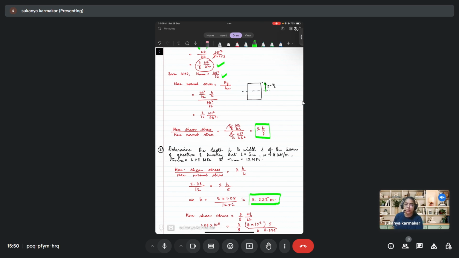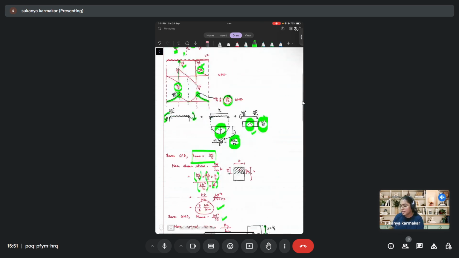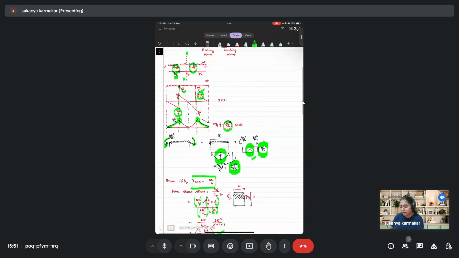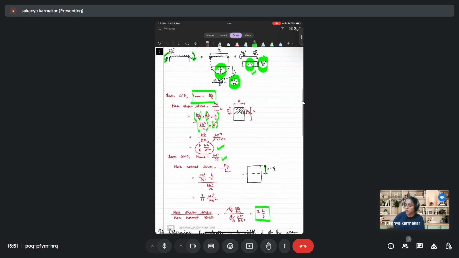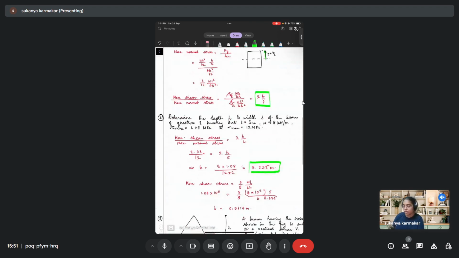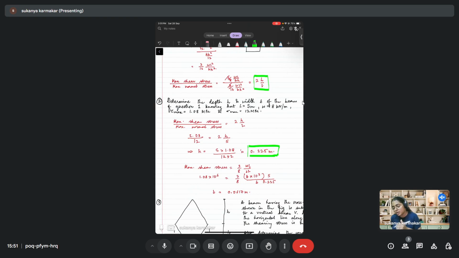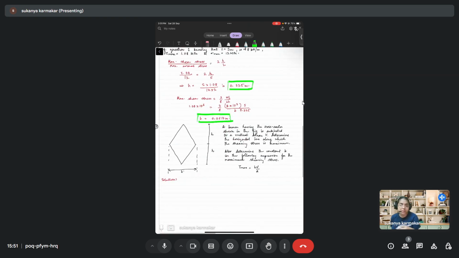Then h has been calculated, that is the depth of the cross section. Now you have to calculate the width of the cross section. How will you calculate the width of the cross section? You can use this expression, that maximum shear stress is equal to 3 by 8 WL by BH. You know all the values, just substitute them and you will get the value of B to be this number. Okay. Now this question is which I had just started.